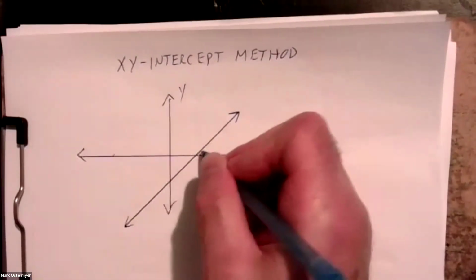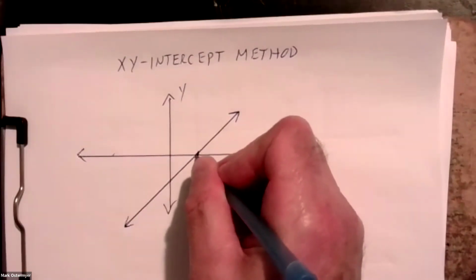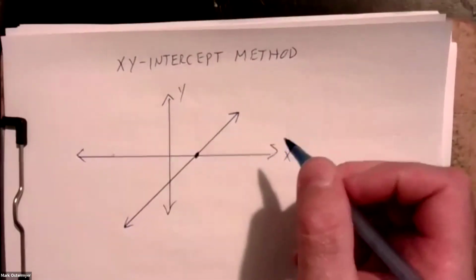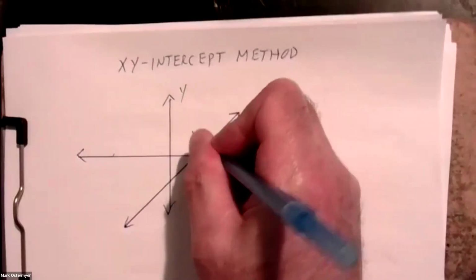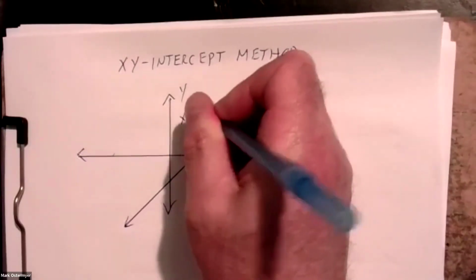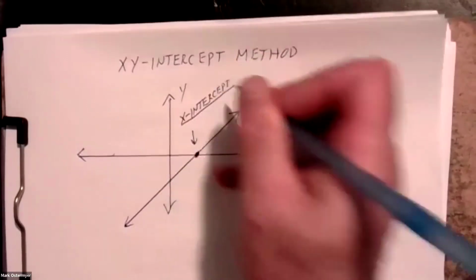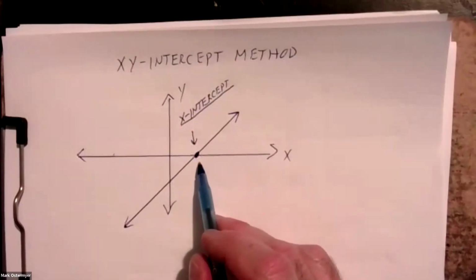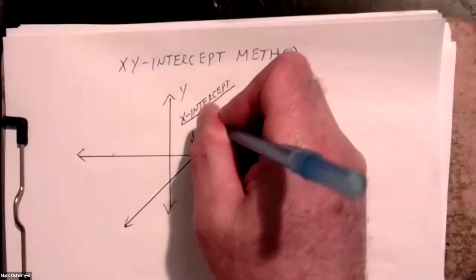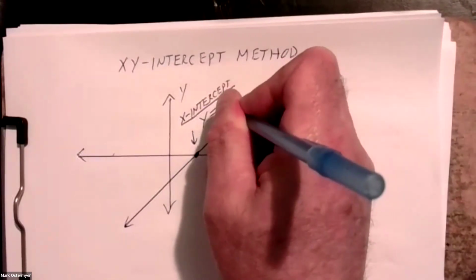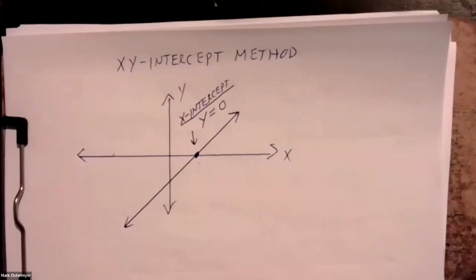Now, the point of intersection between the graph of the linear equation and the x-axis, this point has a very special name. It's called the x-intercept of the linear equation. X-intercept. And because an x-intercept must always be a point of intersection between the graph and the x-axis, it must always lie on the x-axis. And to be a point on the x-axis, the y-coordinate of such a point must always be equal to 0. Because if the y-coordinate of a point is not 0, the point will not be on the x-axis. It'll either be above or below the x-axis.